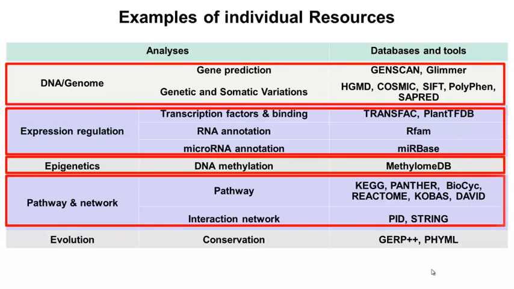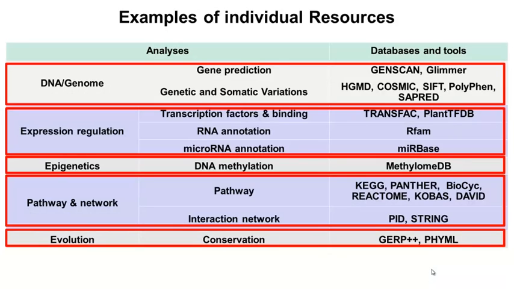To study molecular pathways, you can find pathway data from the KEGG, Panther, BioSeq, and Reactome databases, and use software tools such as Cobas and DAVID. In addition, PID and STRING are very useful for studying protein interaction networks. Finally, to study evolutionary conservation, you can use tools such as GERP++ and PhyML.